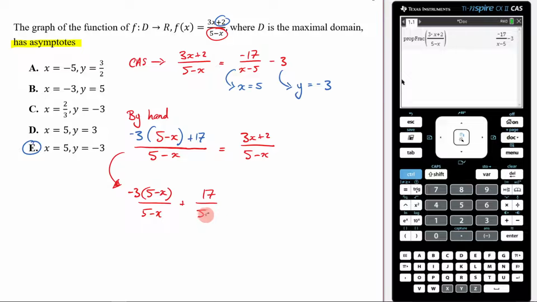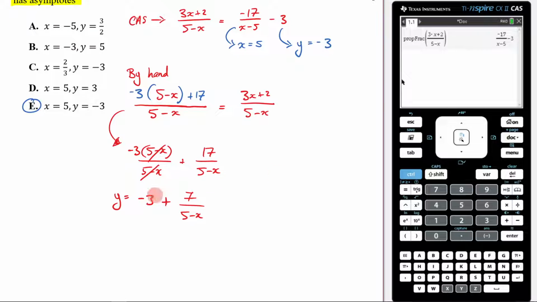There we go, 5 minus x. Okay, then once we've done that, that will cancel with that. And I'm going to be left with what? I'm going to be left with negative 3 plus 17 over 5 minus x. And that's it. That's in the same form. So from this, we can now read off what we have. So this is telling me that I have y being equal to negative 3.